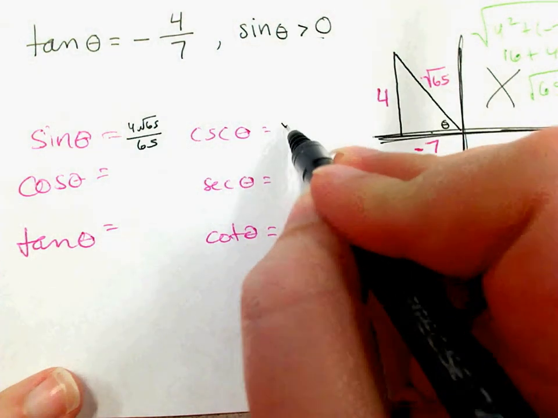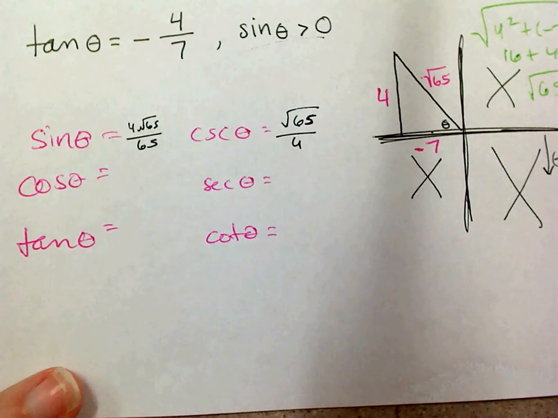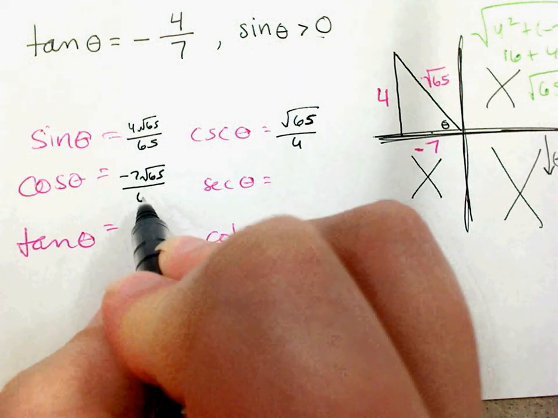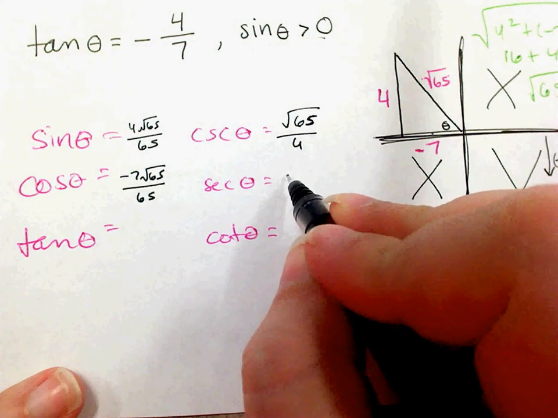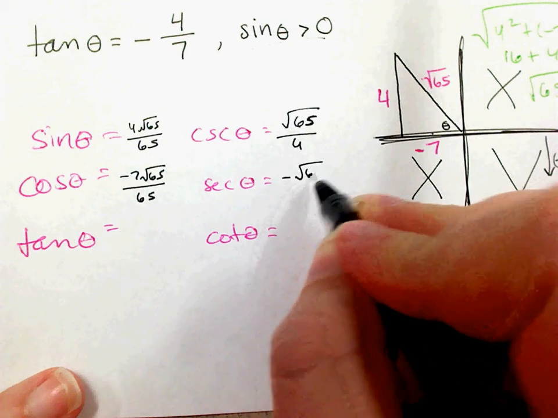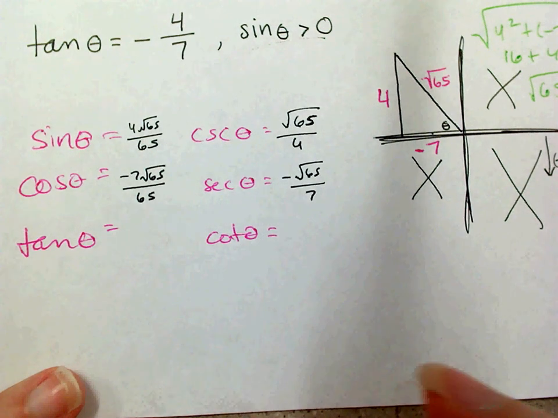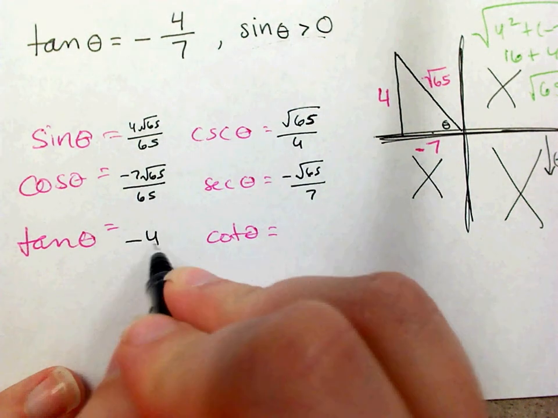Cole, what do you think about cosine? Perfect. So then secant, what do you think, Ashton? Okay. I'm just going to bring the 7 up to the top and call it good. Okay, and then tangent, we already know. So then, William, what is cotangent? Okay, we're good.